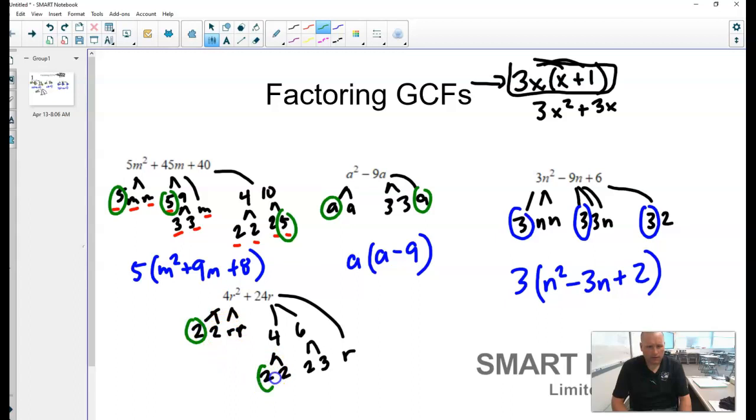I've got 2's that have in common. I have another 2, and I have an R as well, just one of the R's. So if you see, I've got 3 things that are going to go on the outside here. So I've got 2 times 2 times R. Well, 2 times 2 is 4, and then if I times that by R, that'll give me 4R. And then on the inside, I've got this R still left.